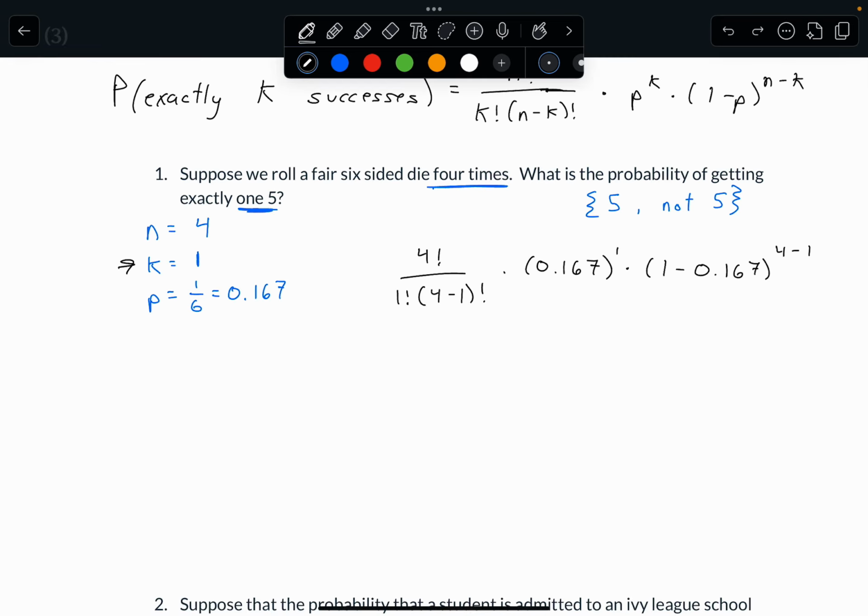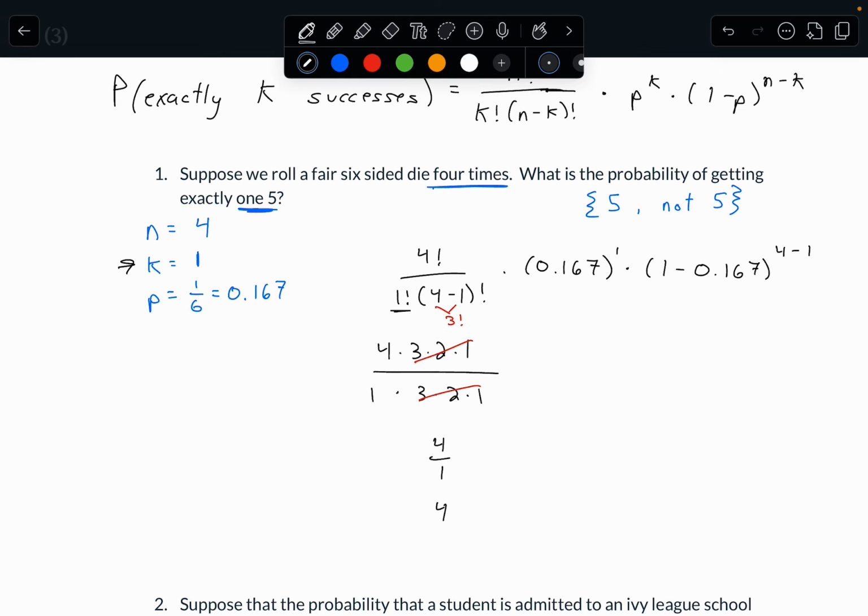Let's look just at the choose function. 4 factorial, these numbers are relatively small. We can go ahead and just write it out. 4 factorial is 4 times 3 times 2 times 1. In my denominator, 1 factorial is just 1. If we want to simplify 4 minus 1, that's really 3 factorial. So we're going to multiply 1 times 3 factorial, 3 times 2 times 1. And again, we should have a bunch of stuff cancel from our numerator and our denominator. We're left with 4 divided by 1, which is just 4. Cool. There is the choose function. That's what I consider to be the hard part of these problems.